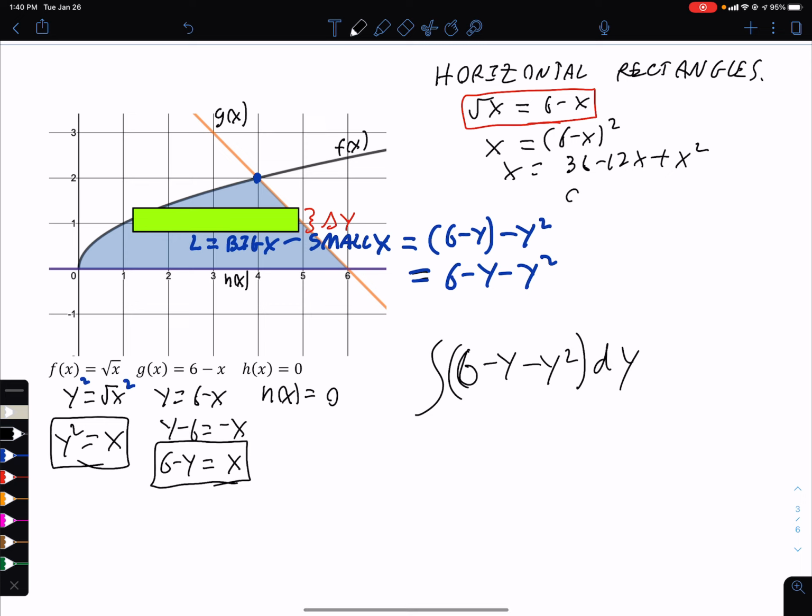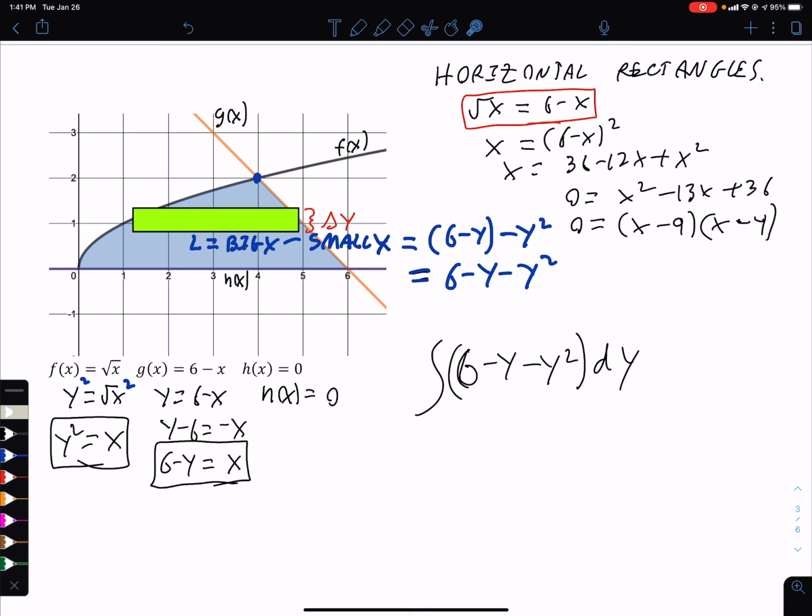I'm going to subtract x from both sides. I'm going to get x squared minus 13x plus 36. Hopefully this factors nicely. It's going to be x minus 9, x minus 4, I believe. 9 times 4 is 36. Negative 9 and negative 4 is negative 13.